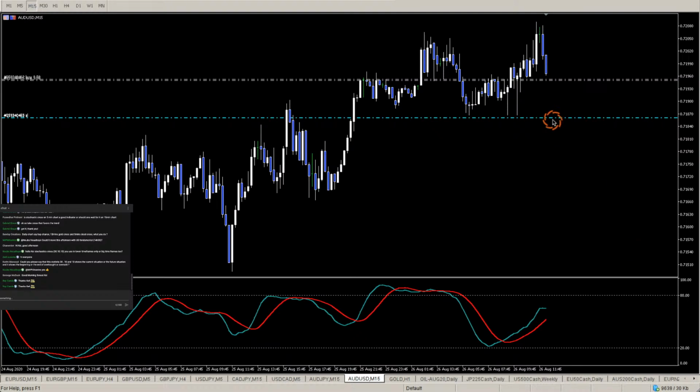So the white lines are actually when I took a buy. So exactly here I took a buy. And this is my stop loss. These are my stop losses.